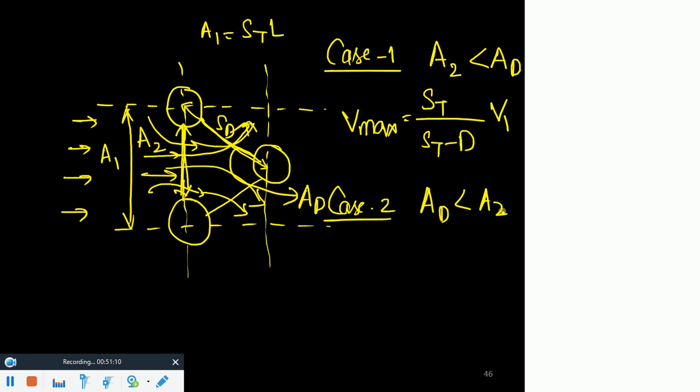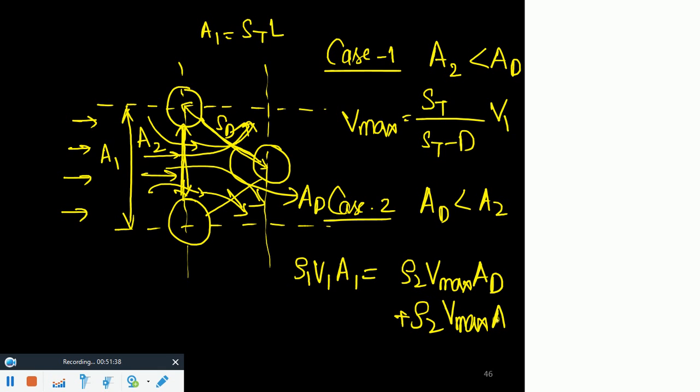Then what? Just apply that Bernoulli equation. Rho 1 V1 A1 would be equal to rho 2, I would say Vmax. So the flow which is coming here is divided into these two portions. There are two outlets, one here and the other one is there. So Vmax AD plus rho 2 Vmax AD. Why? Because there is just one inlet and then there are two outlets.